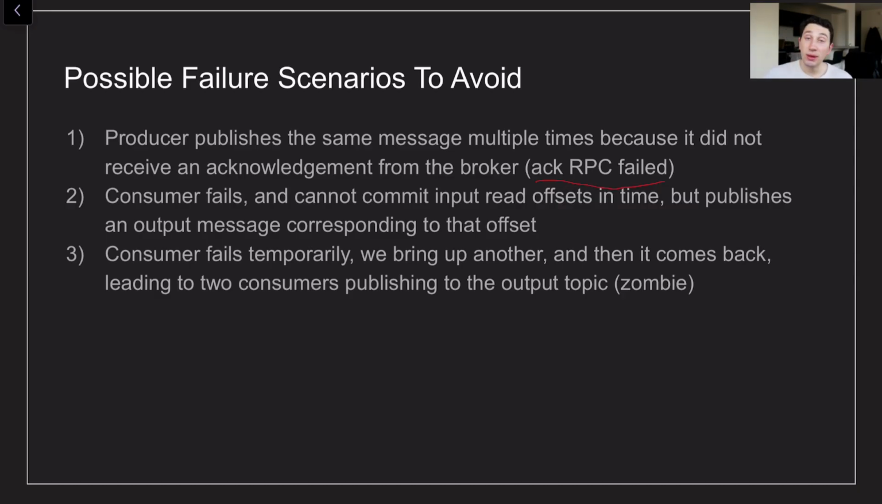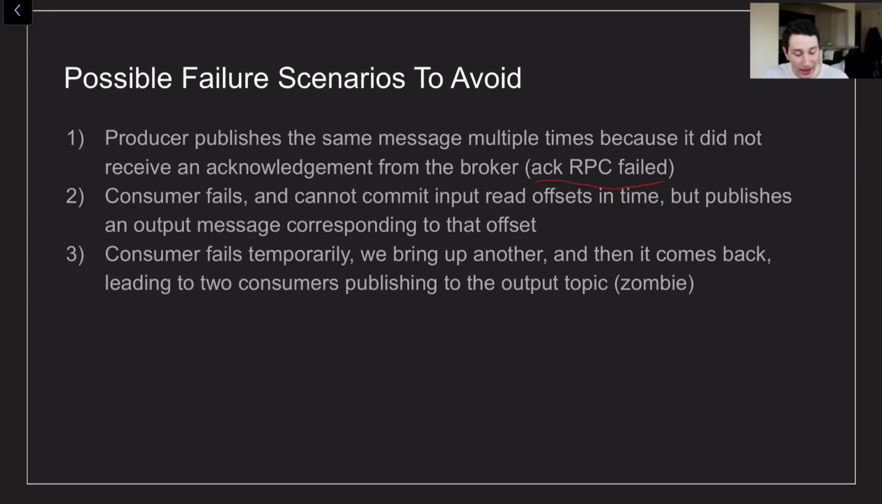Number two is that, like I mentioned, it's possible that a consumer can fail after processing a message, but before actually committing its offsets back to the broker. So now we have an output message, but we haven't committed our offsets. And so when the consumer comes back up, it's going to publish another output message for the same input message, and now we've published two output messages.